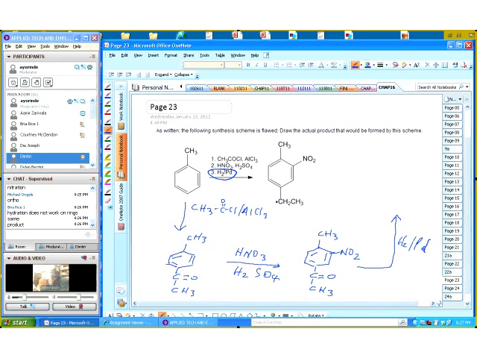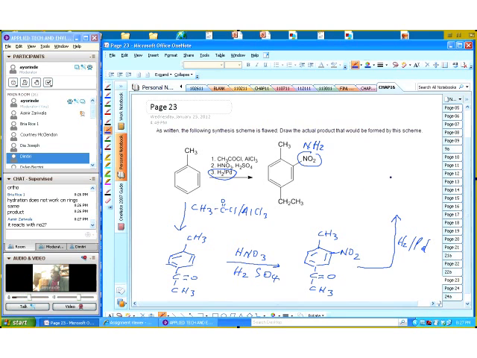This will reduce the carbonyl to CH2. There is no problem with that. But what other problem are you going to have with this? Anybody see that? It also reacts with NO2, exactly. This reagent also reacts with NO2 to turn it to NH2. So therefore, this will not work.